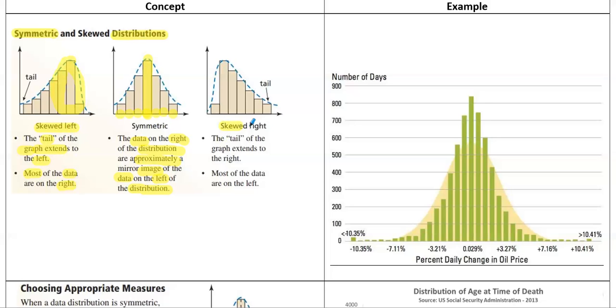Okay, skewed right. Skewed right, you climb the ladder and then you go, whee! You slide down to the right. And the tail of the graph extends to the right. And most of the data, therefore, are on the left. Most of the data are on the left.